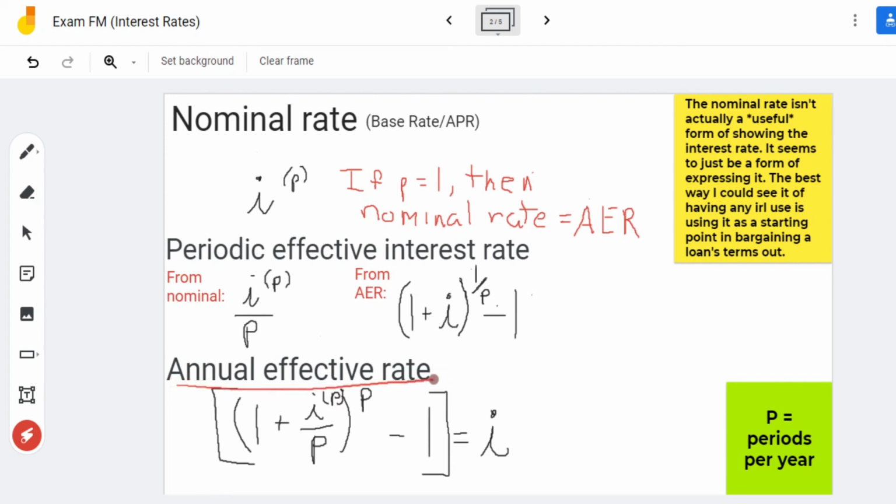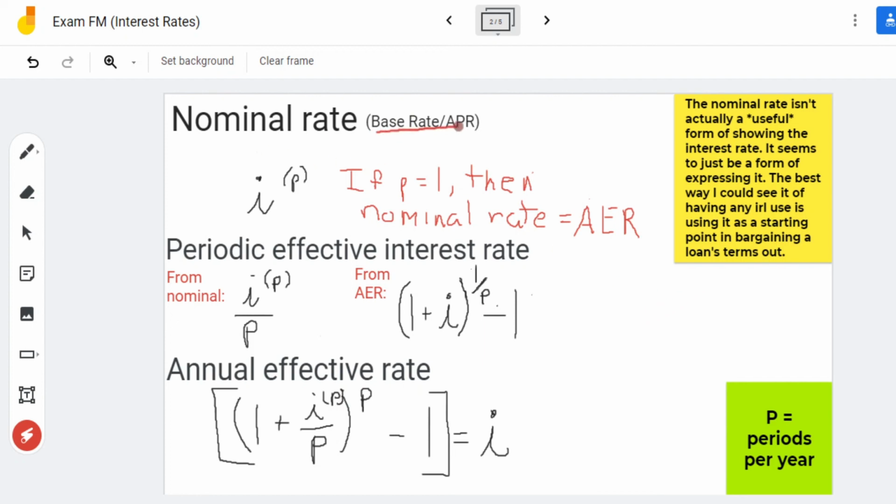This is what you use for the accumulation function. This is what you use to actually see how much interest you'll be paying per year. If you're paying it monthly, you won't be paying that 5%. You'll be paying whatever this is. So that's the only way I could see it being used in real life.